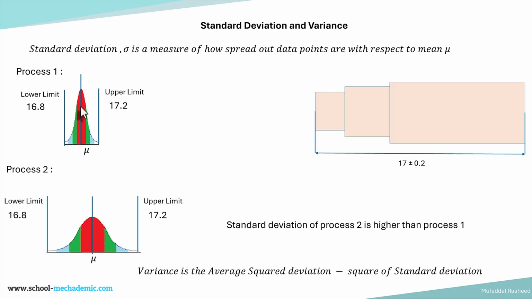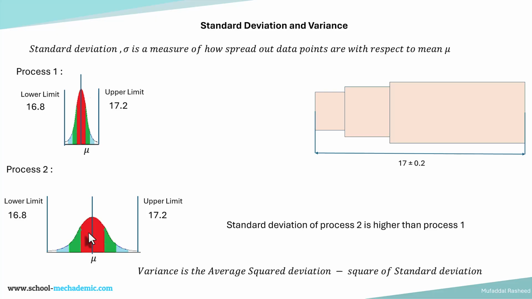That is, the probability of finding a part with a value of 17, the nominal mean, is highest, and it drops down drastically as we move towards the lower and upper limits. This process 1 will have less spread. So the spread is small. Whereas if we consider process 2, and the graph turns out to be something like this, the spread is much wider as compared to process 1.